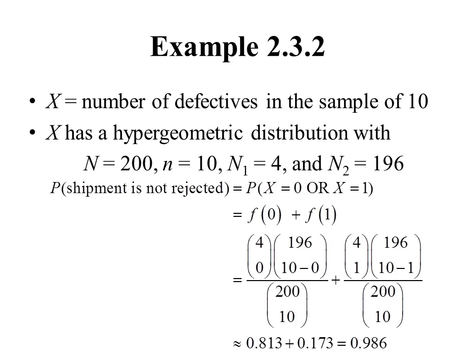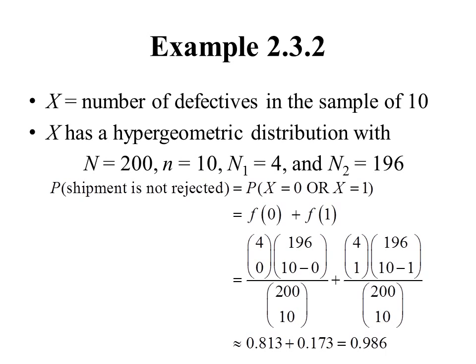We want to know the probability that the shipment is not rejected. That's the question that's being asked. So now we think about what that means in terms of our random variable. It's not rejected if we have 0 defectives in our sample or 1 defective in our sample. So we want to know the probability that x equals 0 or x equals 1.